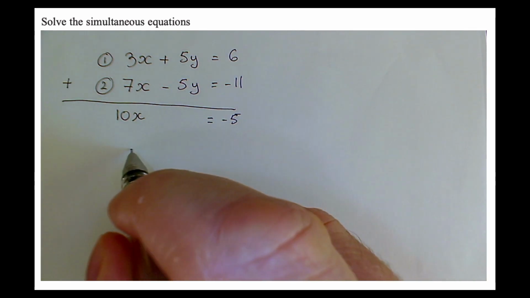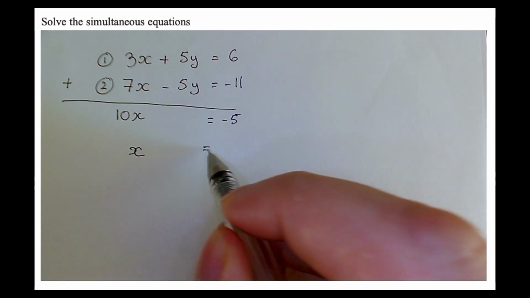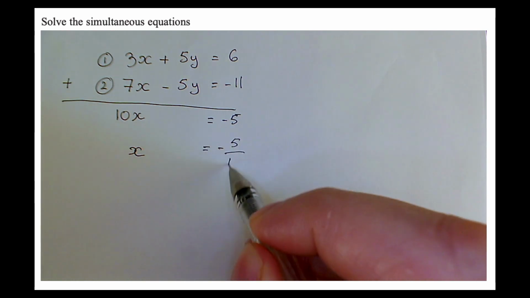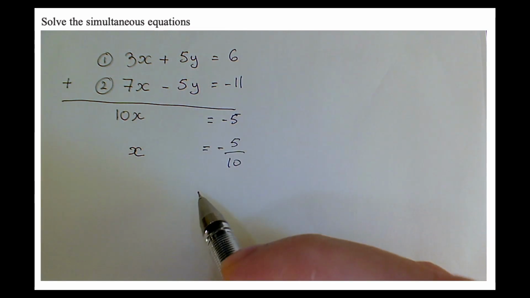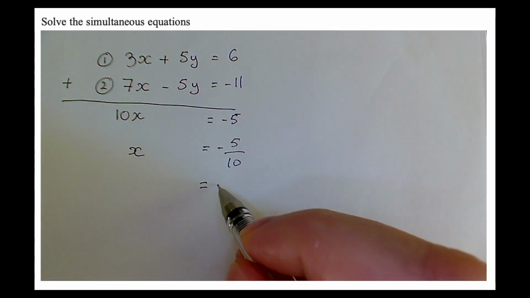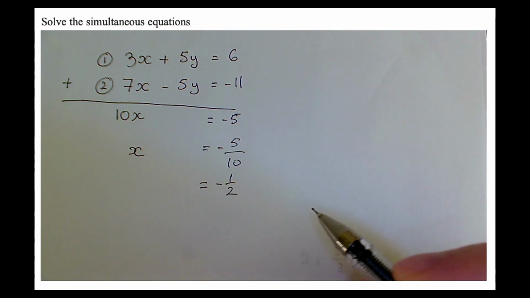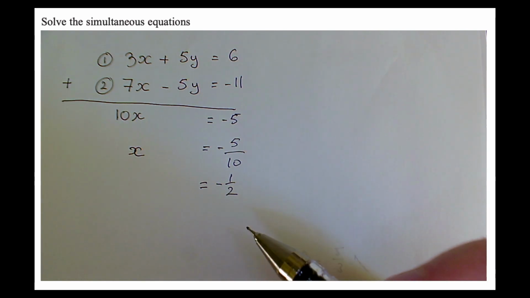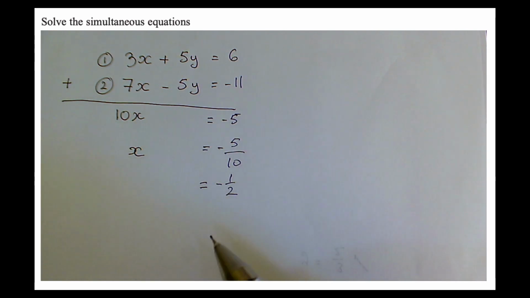And of course, I don't know what 10x is, so I need to find 1x. So I'm going to divide both sides by 10. All fractions are divisions, aren't they? And of course, I know that minus 5 out of 10 is the same as minus a half. So I've already got half marks in this question, I'd imagine. Okay, I found that x value. Now I need to find y.